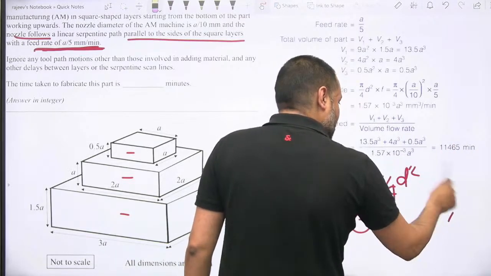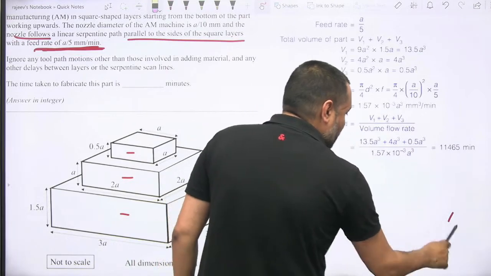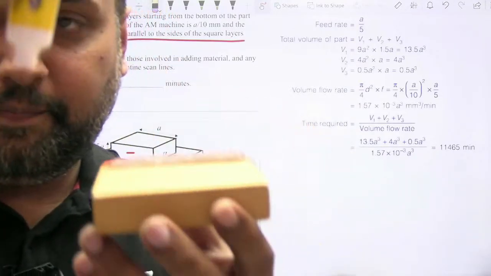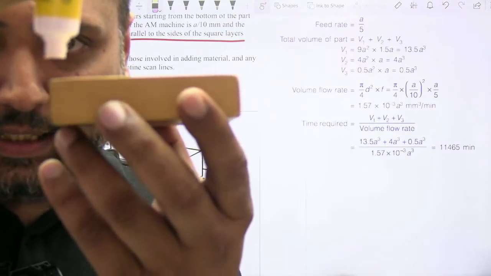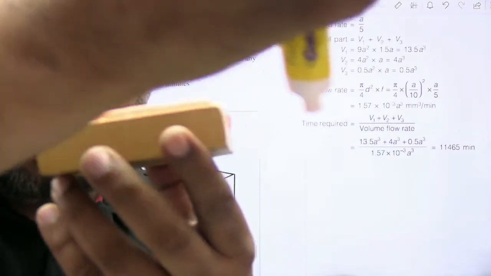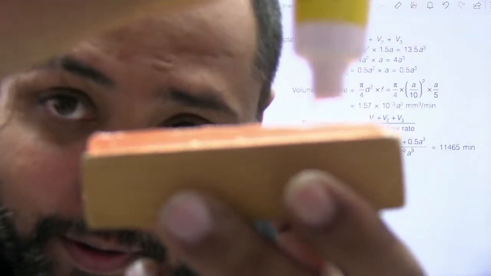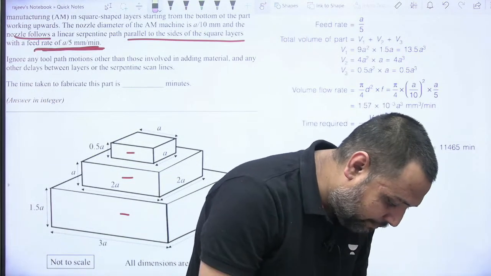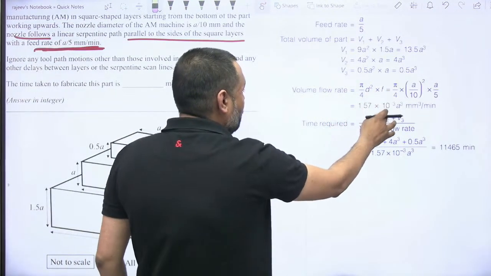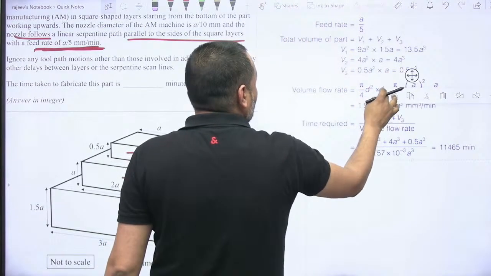Just a minute. Again, I am coming to you with my additive manufacturing setup. You see, this diameter is A by 10, and observe, when I am depositing the polymer material and moving here at a speed of A by 5, tell me what is the thickness of this layer which has just been deposited? This layer thickness will be exactly equal to the diameter of this nozzle. How? This is how it will be.